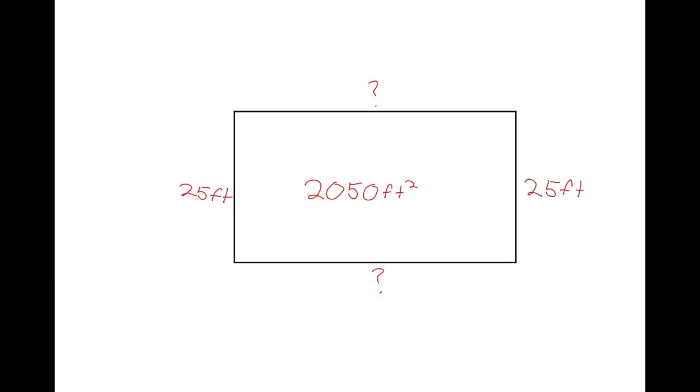You may notice that there are question marks on the top and bottom of our rectangle. Those are the length dimensions. We don't know them. We need to use the properties of rectangles and a little bit of algebra to find them so that our architect can come up with a floor plan and start building this thing.